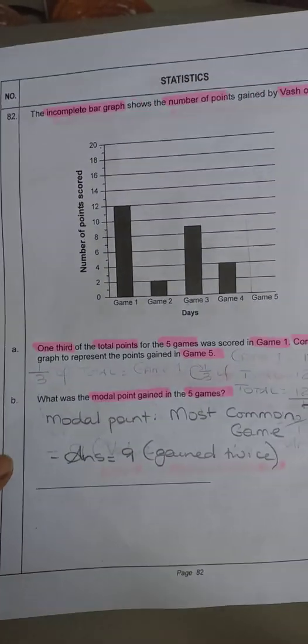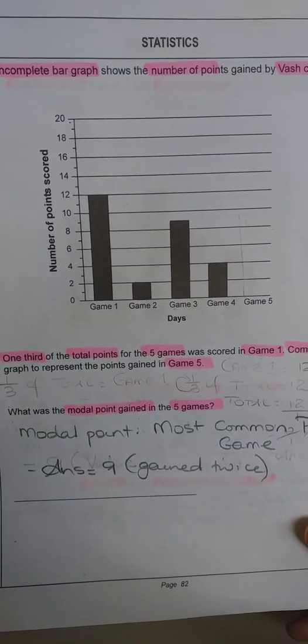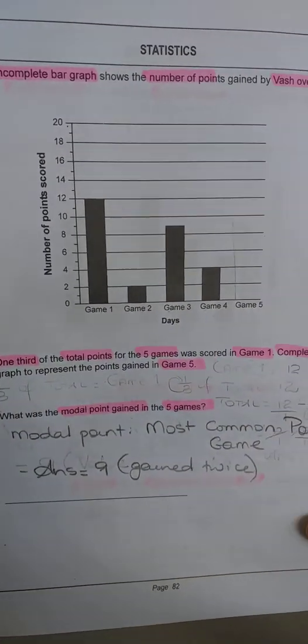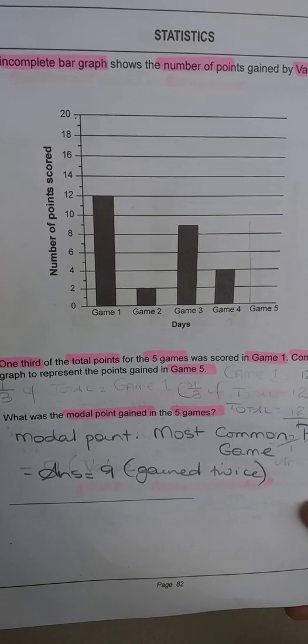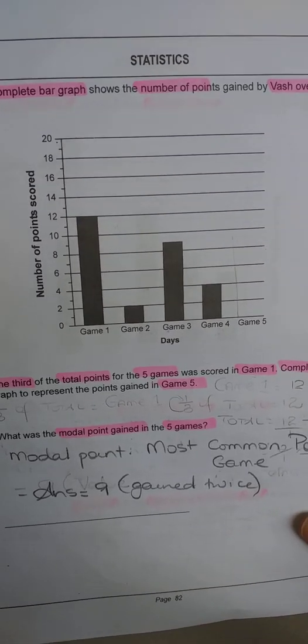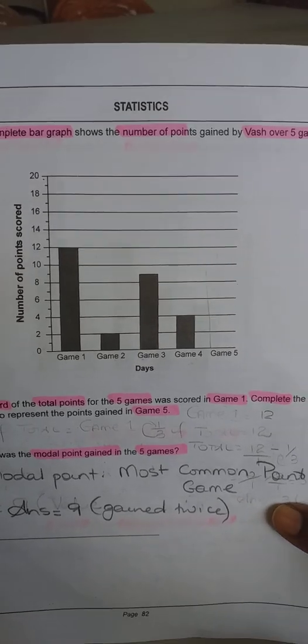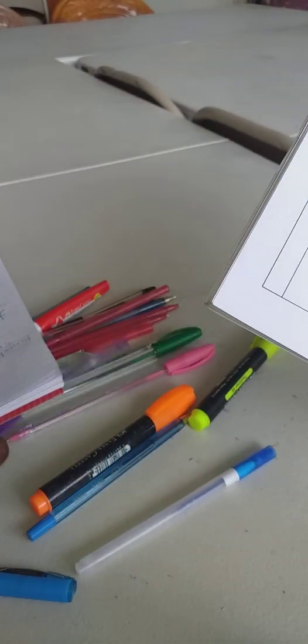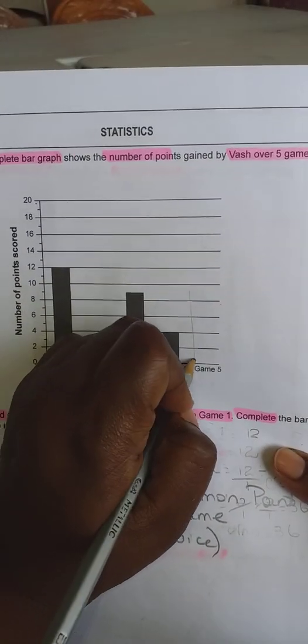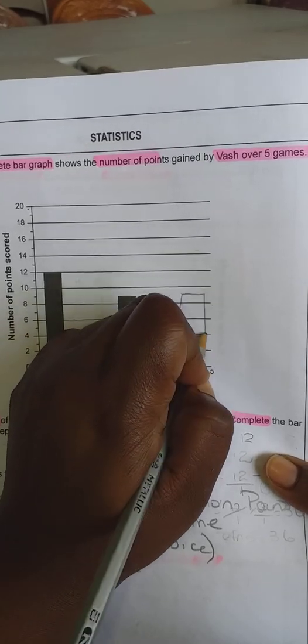Right, and let's look at our next question, which is on the same bar graph here. What is the modal point gain in the 5 games? So the modal point will be the most common point gain. And if we look at our bar graph, I'm going to get my pencil to input game 5 because we just worked out the data for game 5, which is going up to 9.